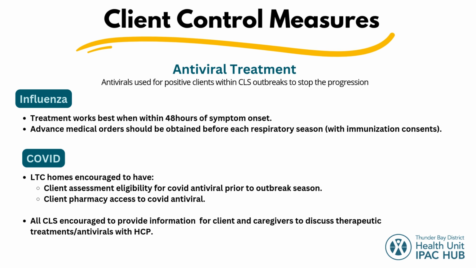Some client control measures include the use of antivirals. Antivirals are available for use in influenza and COVID cases or outbreaks. Antivirals do not cure the illness, but rather decrease the severity of symptoms, the length of the illness, and the viral load, which decreases the risk of spread to others within the facility. For influenza, a plan is required to begin antivirals quickly, not only because treatment is most effective when started within 48 hours of symptom onset, but also because prophylaxis should begin as soon as possible to stop the progression of the outbreak.